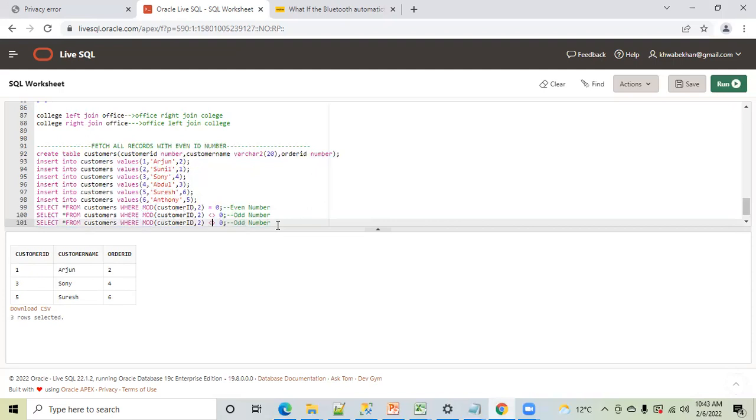Suppose I am using 4, and I have written equal to 0. So what will be the output for this? Here I am trying to tell it to divide the customer ID by 4, but the remainder should be equal to 0. So in these IDs, tell me which ID, if you divide by 4, gives remainder 0. Only 4, right?